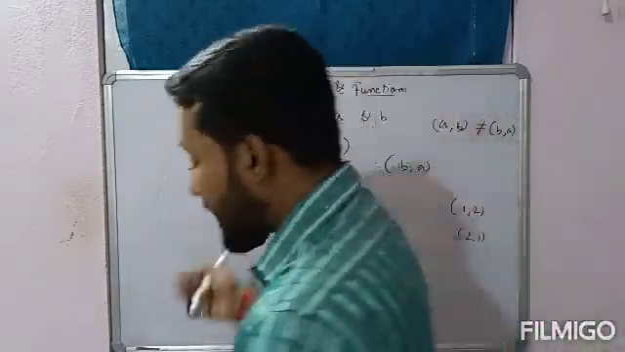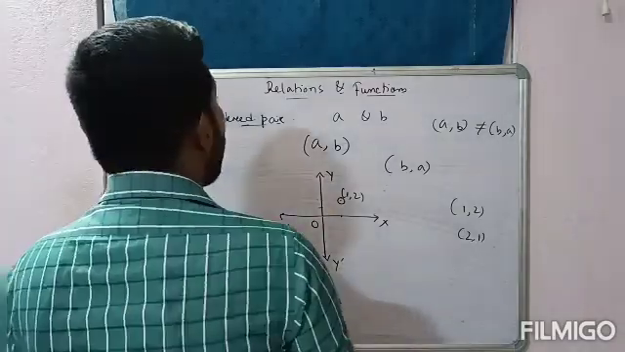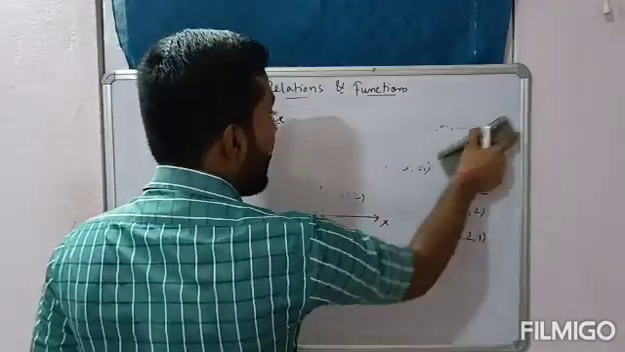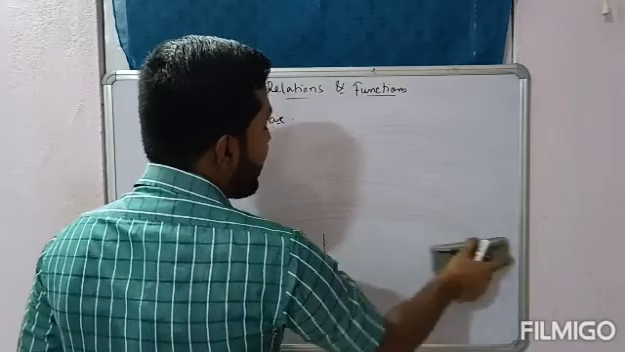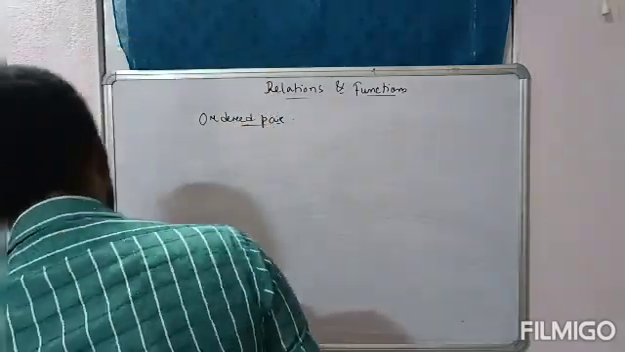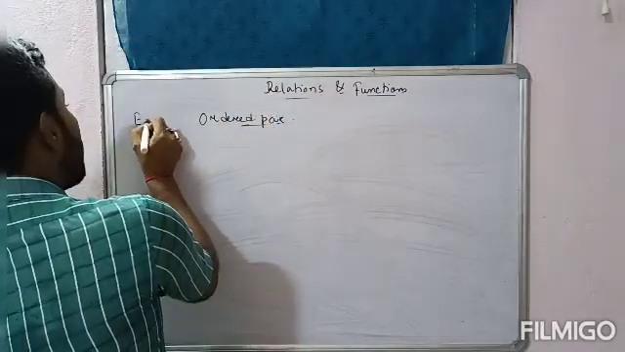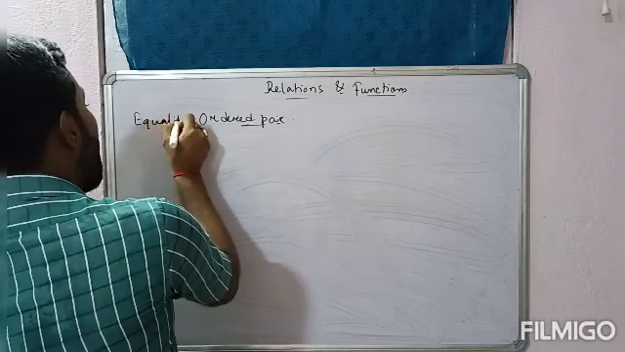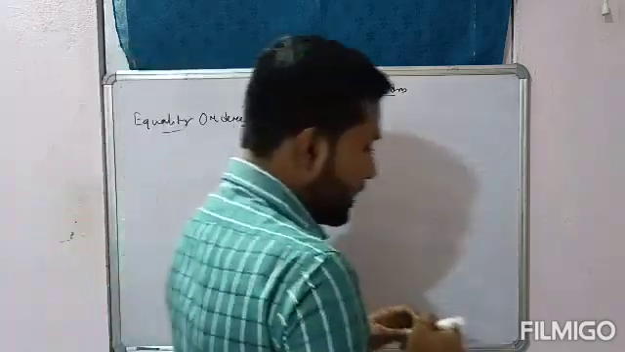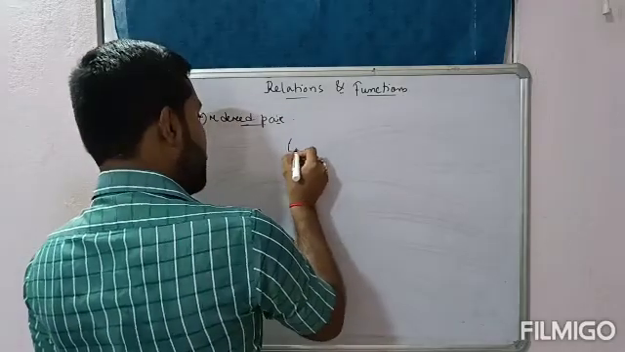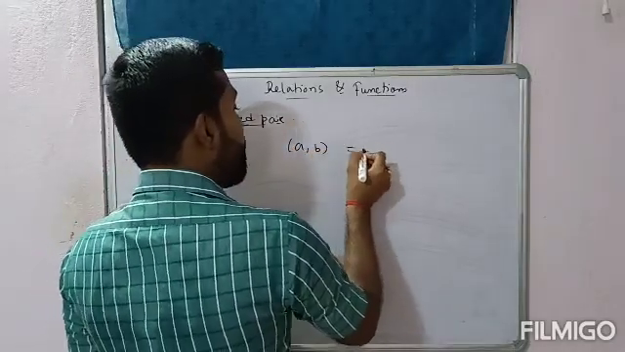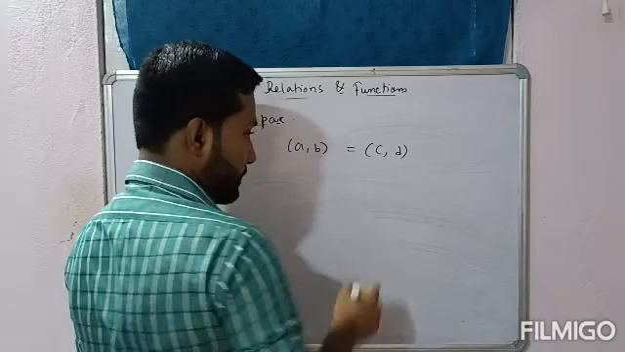Okay, next will come equality of two ordered pairs. Suppose (A, B) is equal to (C, D).